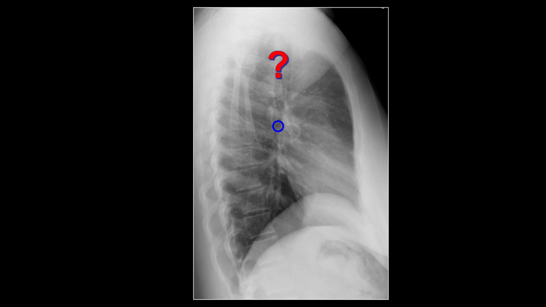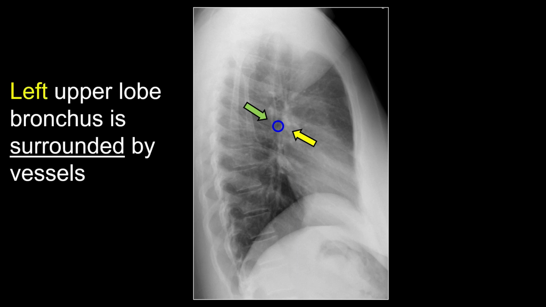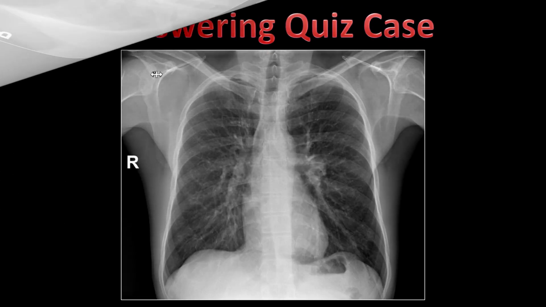So always look to see if it's surrounded by people or things. So if it's surrounded by the vessels, mainly the left pulmonary artery and the right pulmonary artery, this is the bad guy who everybody wants to hang out with. That makes it easier. So left upper lobe bronchus is surrounded by vessels.